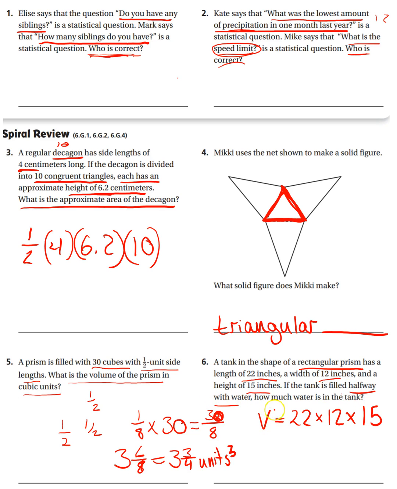So once you get this answer, 22 times 12 times 15, you want to take this answer and divide it by 2. And that will give you your final answer. Why divide it by 2? Because that's how we cut something in half. And since it's only filled halfway, we cut that in half. Okay? Or you can multiply by 1/2 at the end, or 0.5. Same thing.